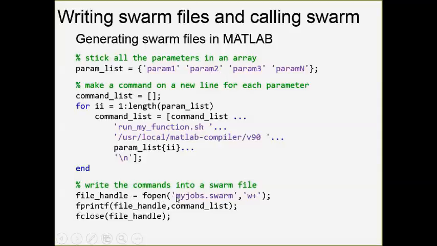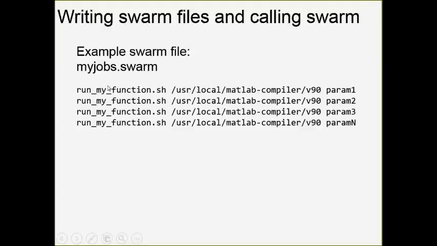Then I will open a file called myjobs.swarm. I'm going to open that with the w+ option, which is actually going to overwrite any file which already exists. Save the file handle. Then I'll use the file handle with the fprintf command to write command_list into that file, and then I'll close the file. So then if I execute this, I'm going to end up with exactly these contents in a file called myjobs.swarm.